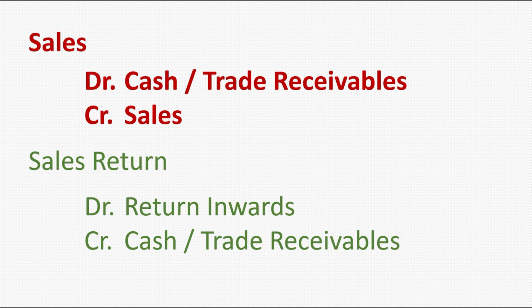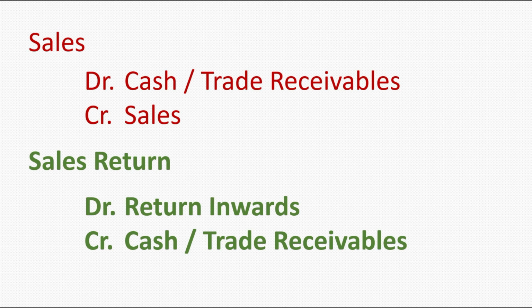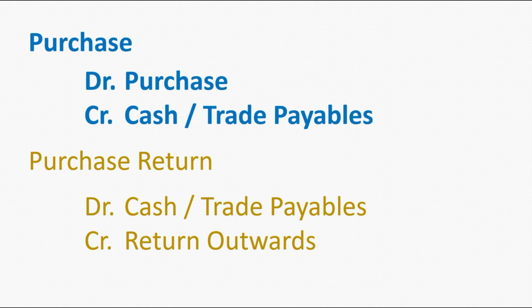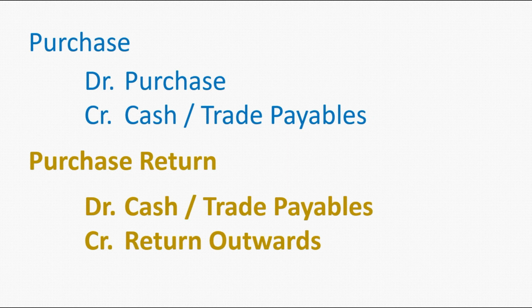For sales return, we debit return inwards, which is a profit and loss account item, and credit trade receivables or cash to reverse the amount in the asset account. Same logic goes for purchase. To record purchase we debit purchase, which is a profit and loss account item because the inventory was bought for trading purpose, and credit cash or trade payables. However, if we want to cancel the transaction then we need to make a purchase return this time. We then debit cash or trade payables and credit return outwards, which is a profit and loss account item.